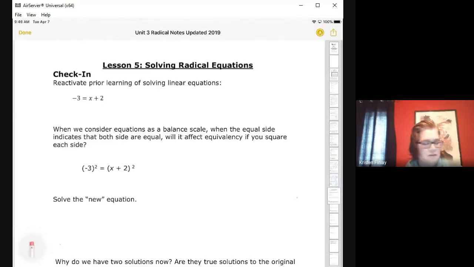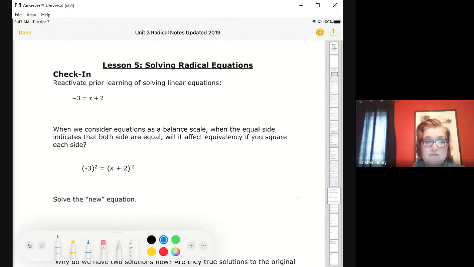Lesson number 5, solving radical equations. This is page 13 in your note package. So we are going to be working through this unit. We're now looking at solving radical equations. In this, we want to just review the rules for solving linear equations.